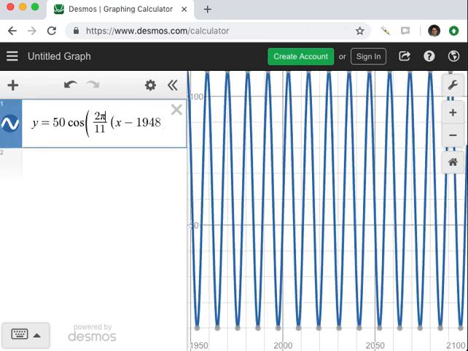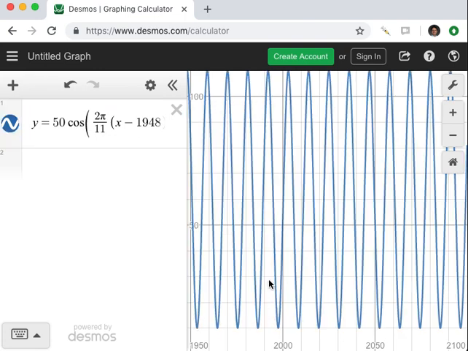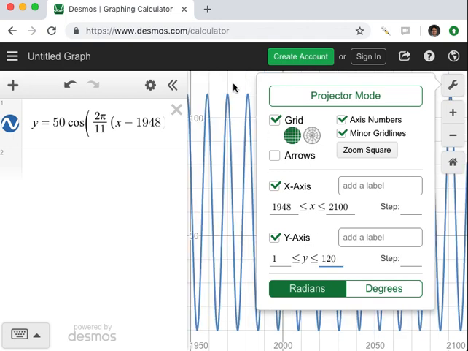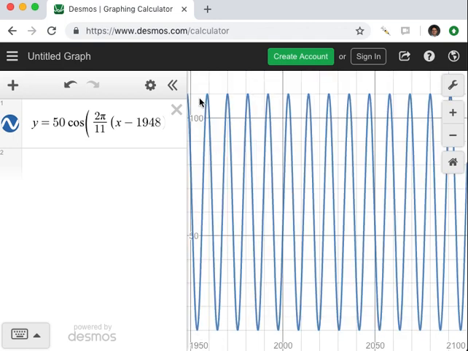One reason is I didn't actually type in pi here. There we go. And we get a graph that looks like this. Now your graph may not look as nice as mine does. What I did before is I changed my x-axis, so it went from 1948 to 2100, and I changed my y-axis from 1 to 120, because I wanted to be able to see sort of the low point, the high points, stuff like that on my graph.